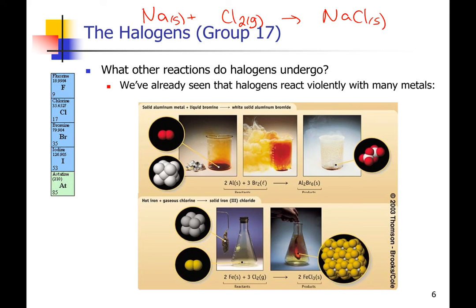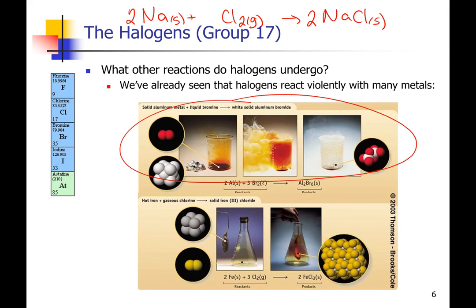There's no water here, so nothing is aqueous. And in order to balance that, because we have two chlorines in our diatomic chlorine molecule, we need two sodium chlorides and therefore two sodium metals. And on the slide in front of you, you can see some other beautiful examples with nice pictures showing the reactions going on. And in each of these pictures, you can see a fairly vigorous reaction.